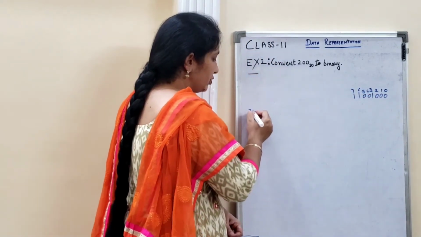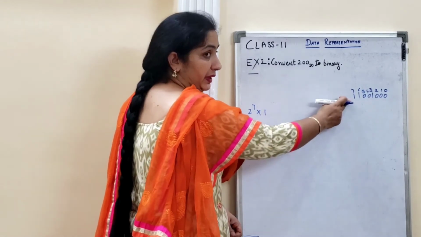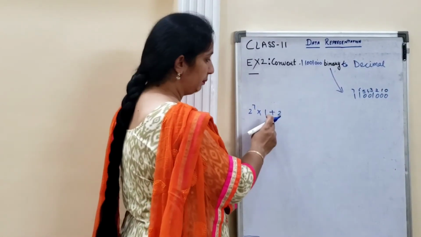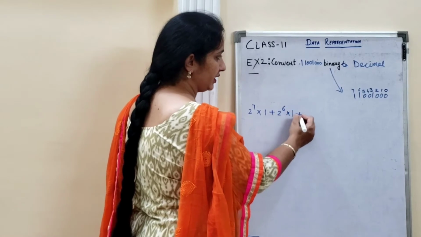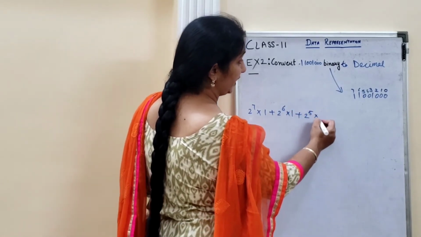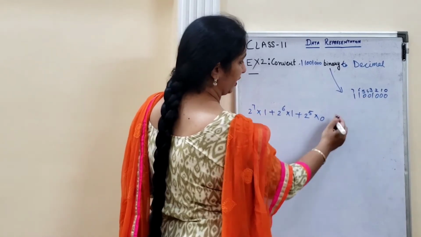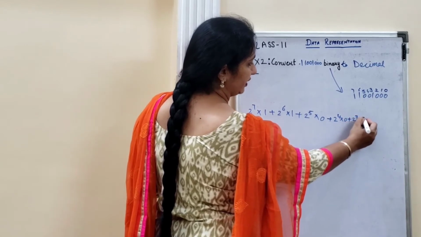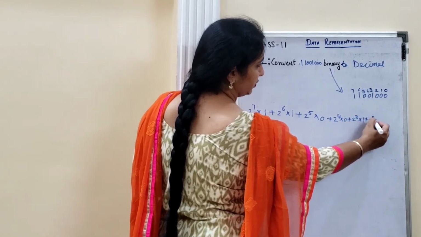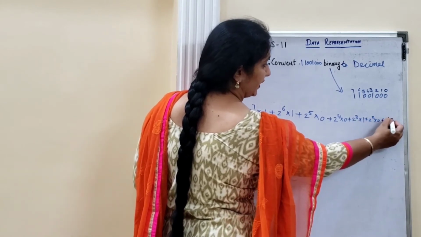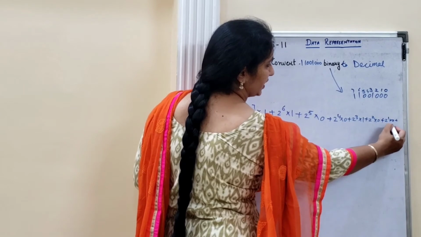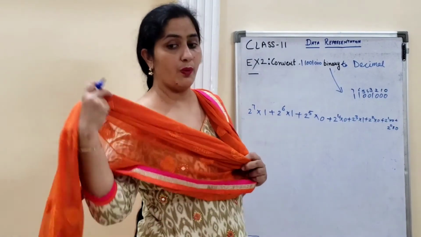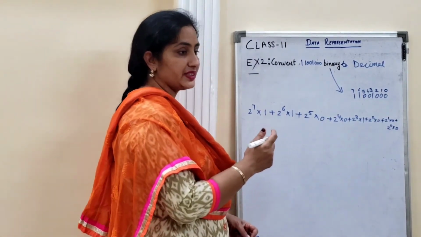Right? Now 2 raised to power 7 into 1, if the bit is 1. If the bit is 0, in that case you have to write 0. Plus 2 raised to power 6 into 1 plus 2 raised to power 5 into 0, because bit is 0 now. Plus 2 raised to power 4 into 0 plus 2 raised to power 3 into 1 plus 2 raised to power 2 into 0 plus 2 raised to power 1 into 0 plus 2 raised to power 0 into 0. Right? 2 raised to power 7, how much will it be?